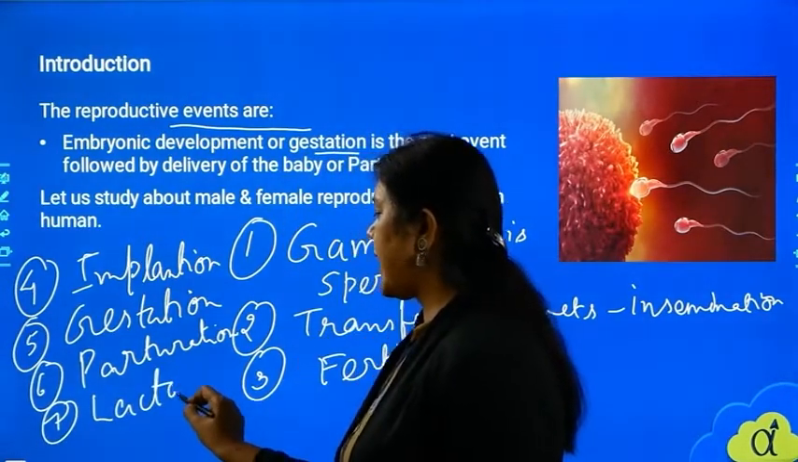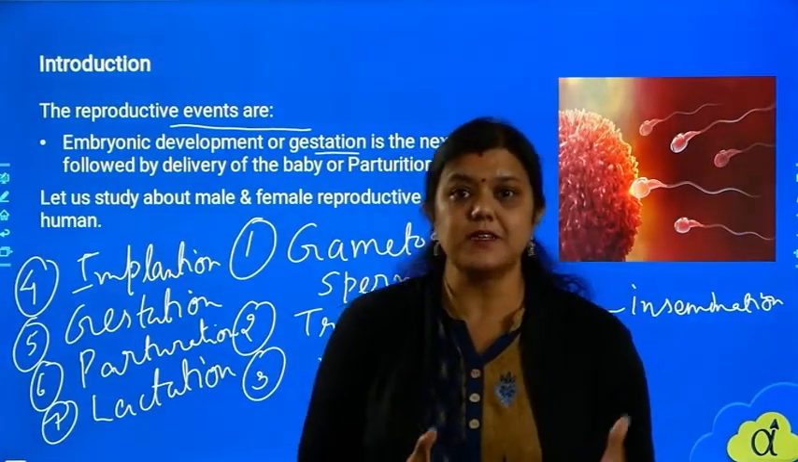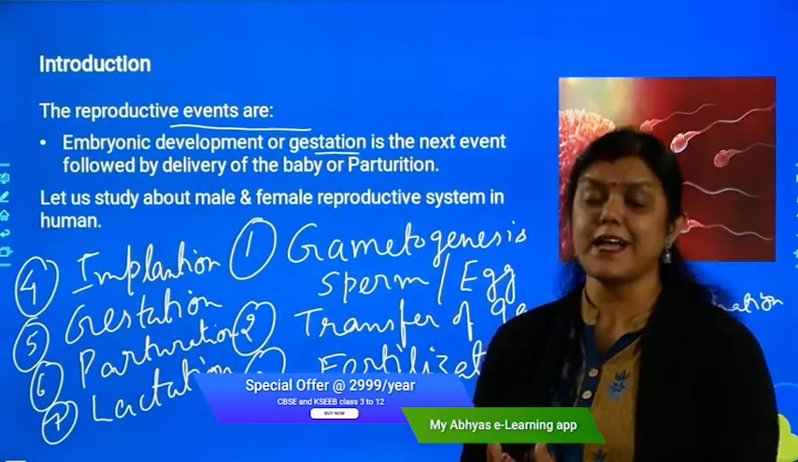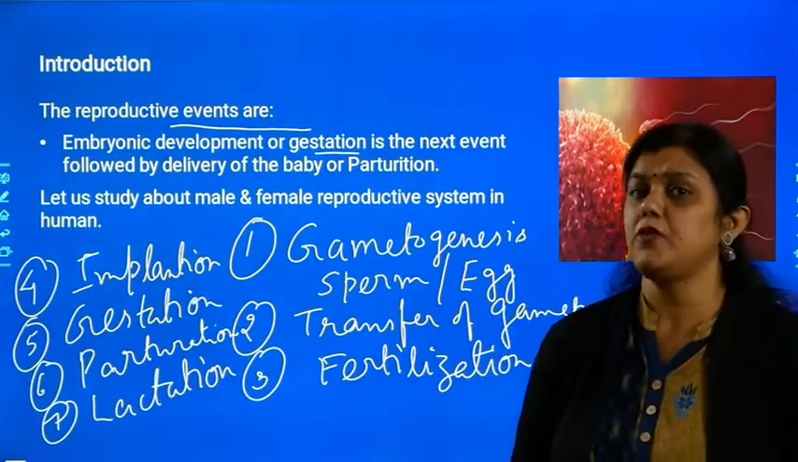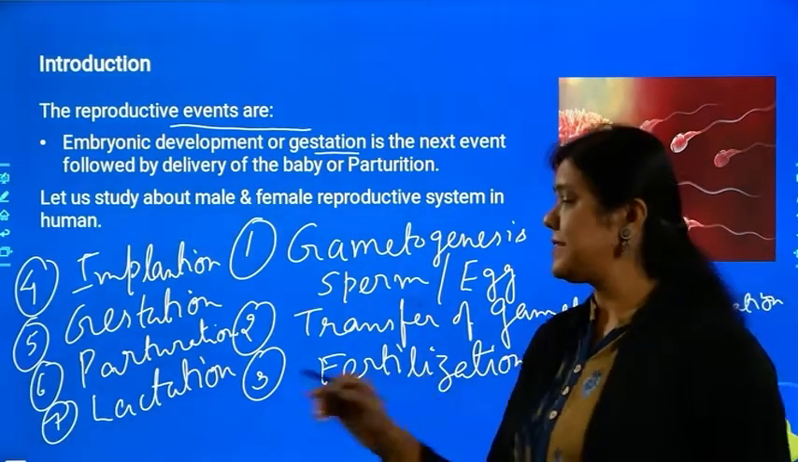We'll also talk about lactation in this part, because lactation is also considered a part of the whole reproductive system, where the mammary glands get activated and the newborn child is fed by the mother's milk. So this process is also included, that is lactation.